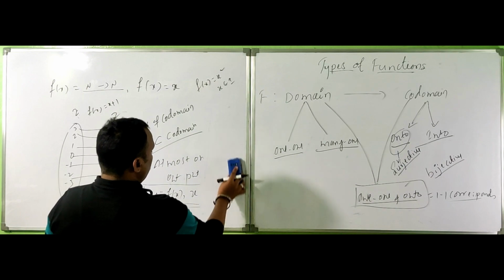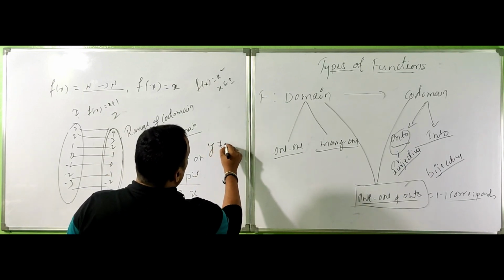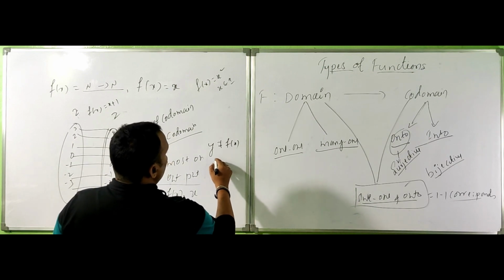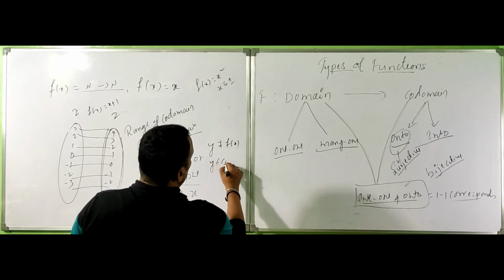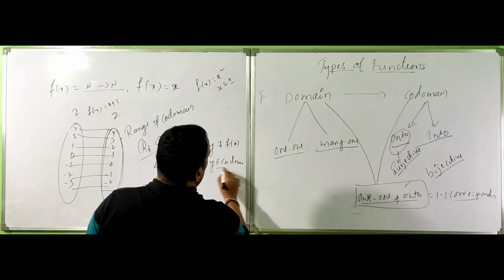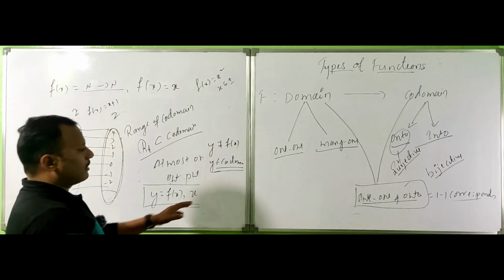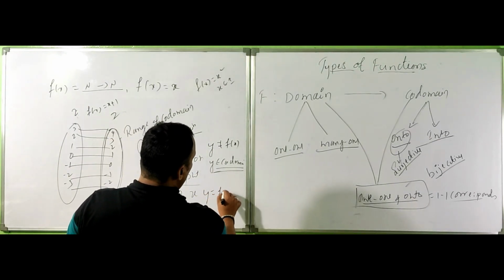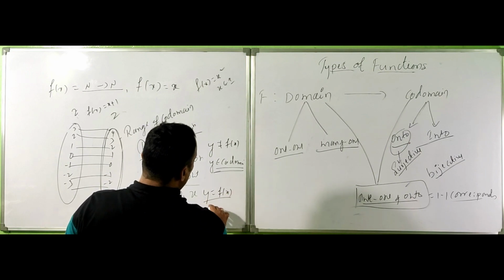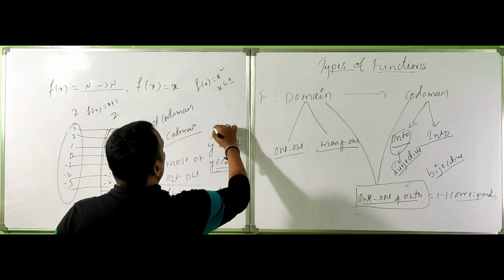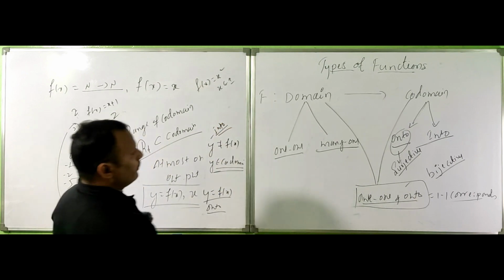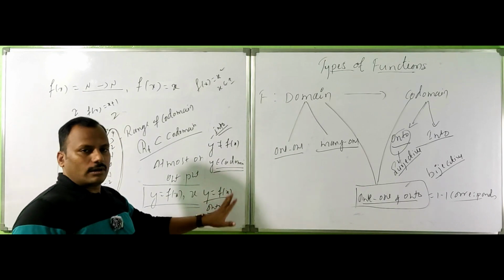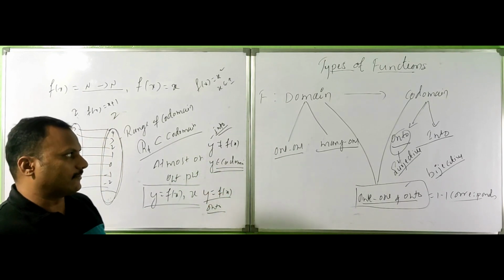We'll write it completely. If y is not equal to f of x, y belongs to the codomain. If y belongs to f of x, it becomes an onto function. Otherwise this becomes an into function, I will tell you next. If y does not belong to f of x, it is called an into function; if y belongs to f of x, it is called an onto function. I think this is the easiest form.